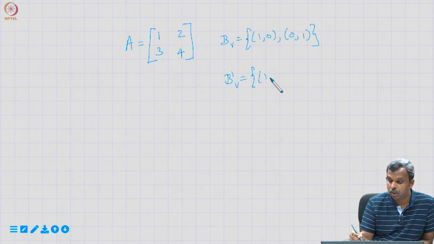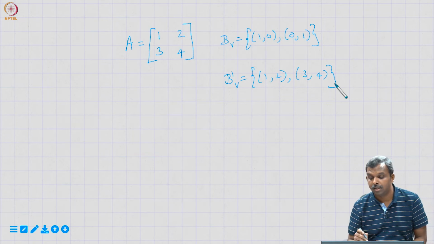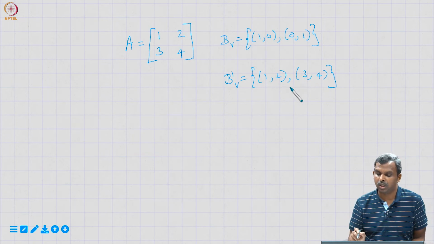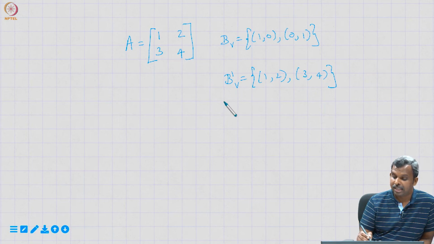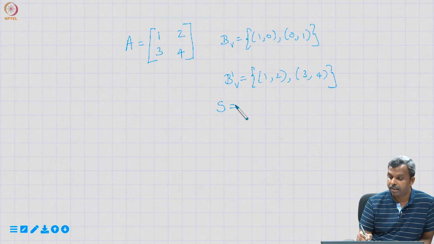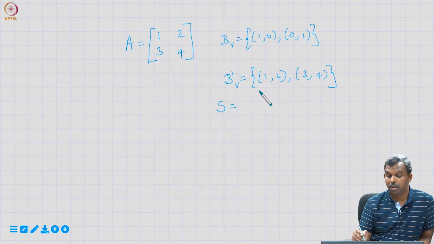Maybe that is (1, 2) and (3, 4). Okay, is this a basis? Yeah, it's a basis. You can check that it's a basis. What do I have to do? I have to find this S, which is going to do the coordinate transform from BV to BV prime.